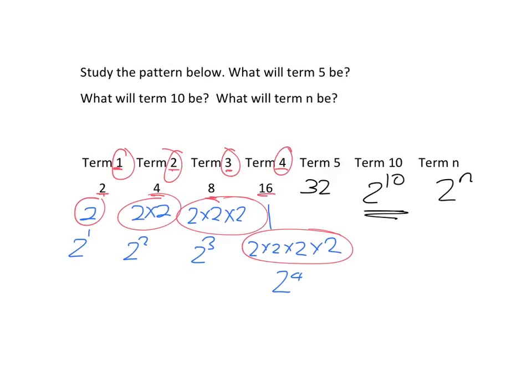I'm not actually going to work out what 2 to the power of 10 is, because that's a very, very big number, right? It's 2 times 2 times 2 times 2 times 2 times 2 times 2 times 2, 10 times, right? So we'll just leave it as 2 to the 10. But we can see then what the pattern is. Any term will just be 2 to the power of the term number.